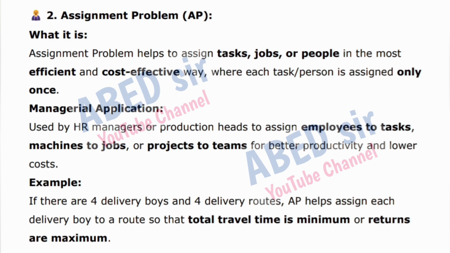What it is? Assignment problem helps to assign tasks, jobs, or people in the most efficient and cost-effective way, where each task or person is assigned only once. Managerial application: used by HR managers or production heads to assign employees to tasks, machines to jobs, or projects to teams for better productivity and lower costs. Example: if there are 4 delivery boys and 4 delivery routes, AP helps assign each delivery boy to a route so that total travel time is minimum or returns are maximum.